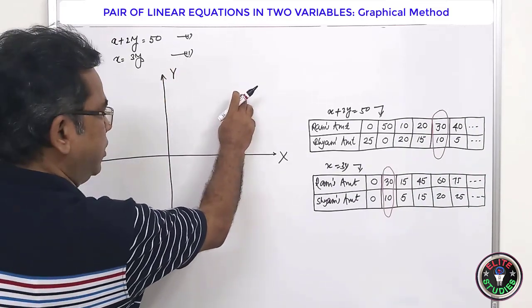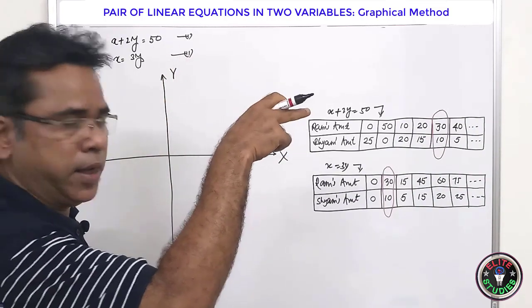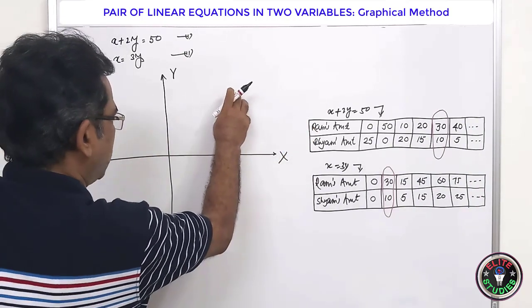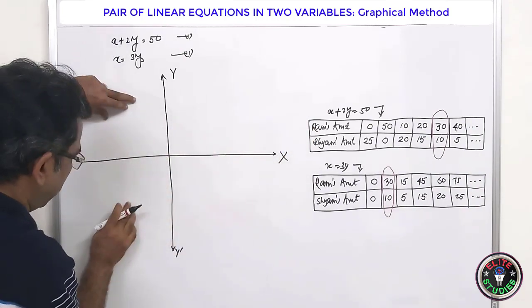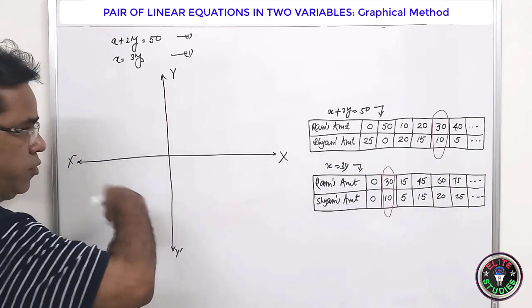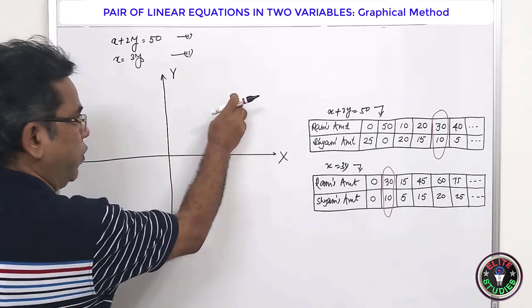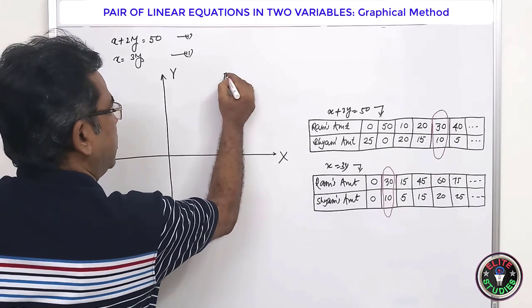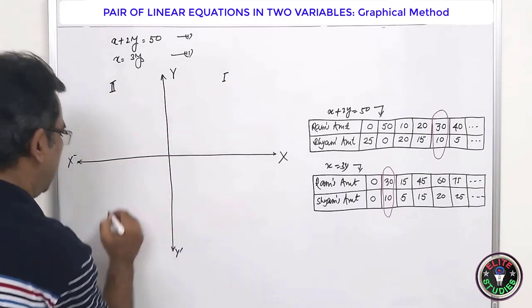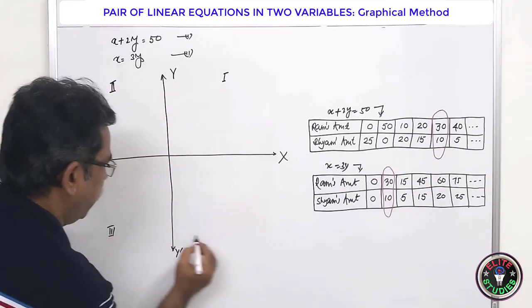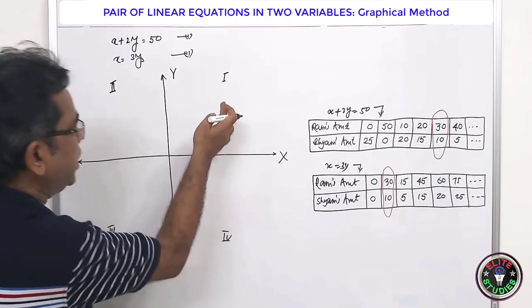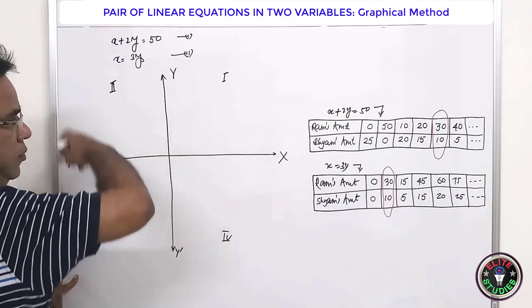This is the first quadrant. You have studied this in the earlier classes, class 9, I mean to say. This is the first quadrant, second quadrant, third quadrant, fourth quadrant. This is very important, please remember this. First quadrant, Roman I. This is the second quadrant, this is the third quadrant, and this is the fourth quadrant. It goes in an anti-clockwise direction.